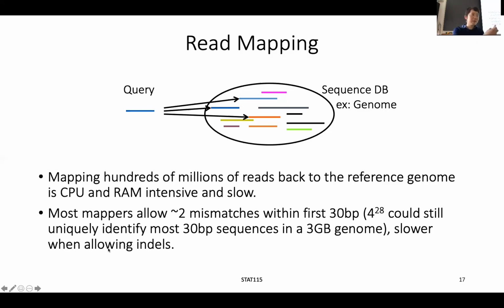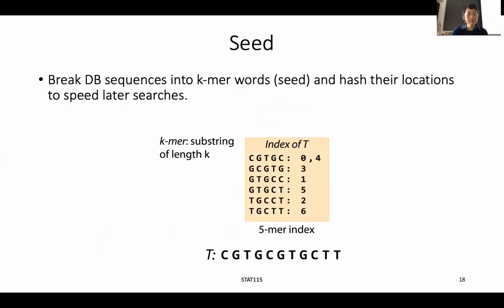And sometimes there might be small insertions and deletions. These are called indels. If you miss one nucleotide or add one nucleotide, those indels will even further slow down your read mapping algorithms. In the very early days when we were still doing first generation sequencing, people used algorithms like these seeding type of algorithms.